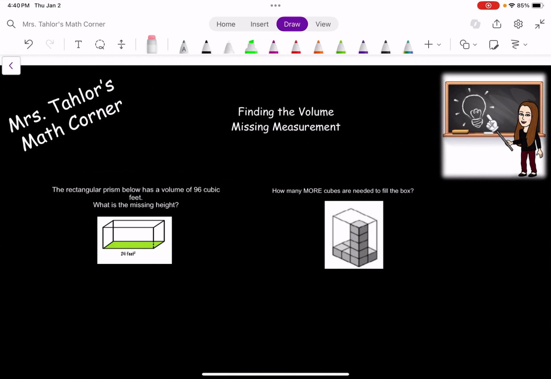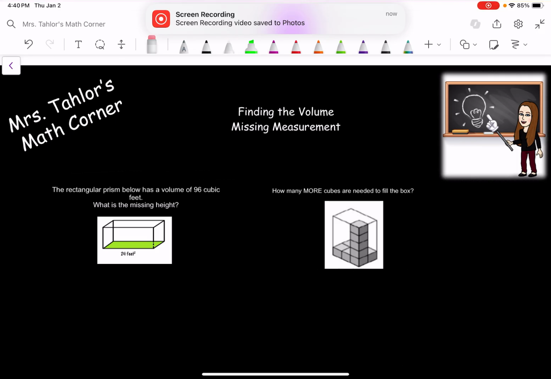Today, we're going to use the ability to find volume to also find missing measurements or side lengths and how many more cubes might be needed to fill in a box. We'll start with the figure on the left. The rectangular prism below has a volume of 96 cubic feet. What is the missing height?